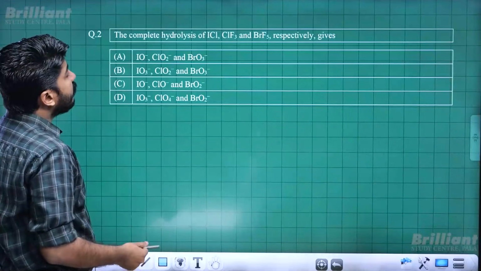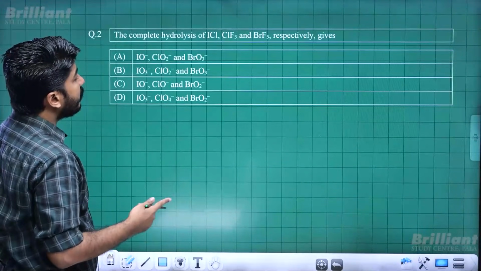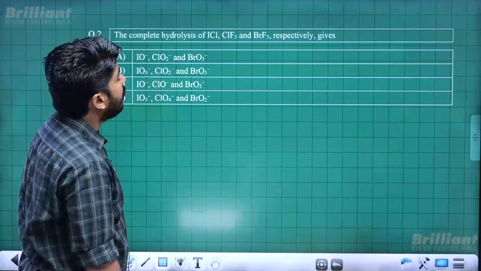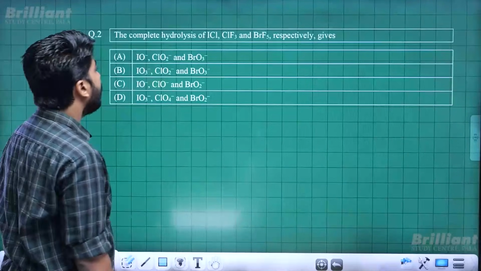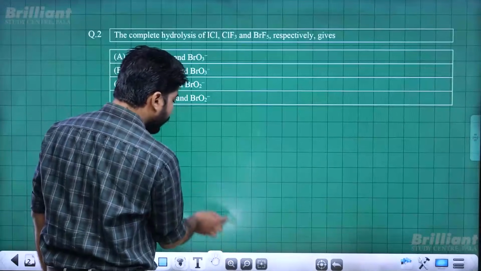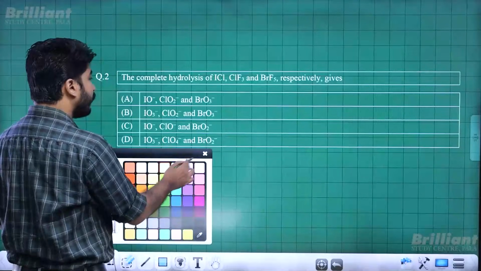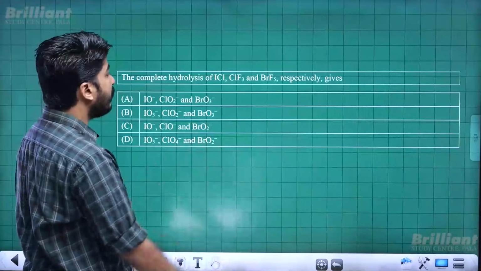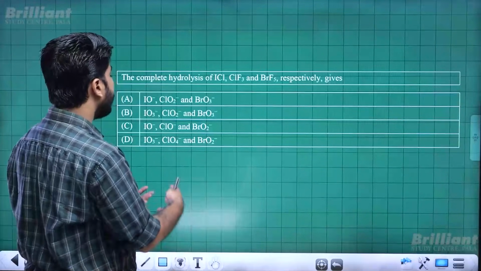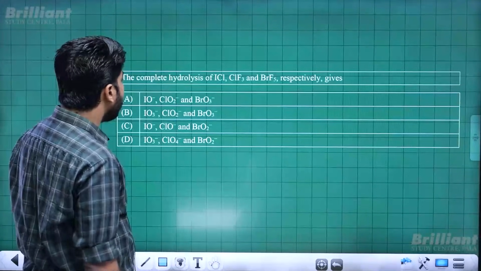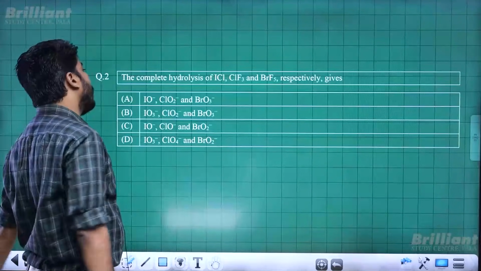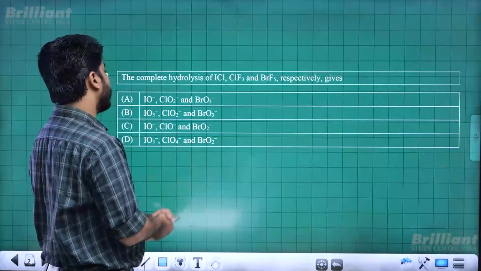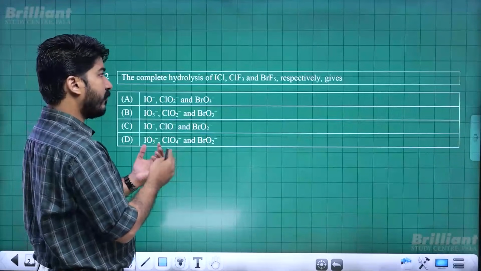The complete hydrolysis of ICl, ClF3 and BrF5 respectively gives... This is from P block. We know group 17 interhalogen compounds, and their hydrolysis reaction general form is given in the NCERT book. The larger halide ion, which is often the central one, is converted to the corresponding oxo acid or its anion, and the other ones, the side ones, are changed to hydrogen halides. That is the way they undergo hydrolysis.